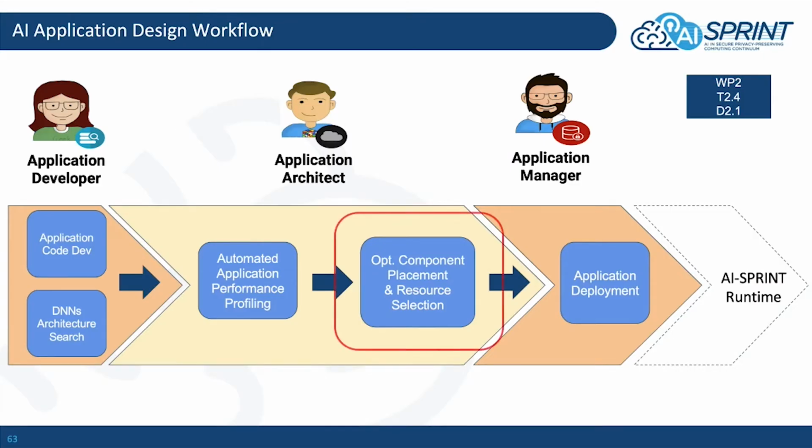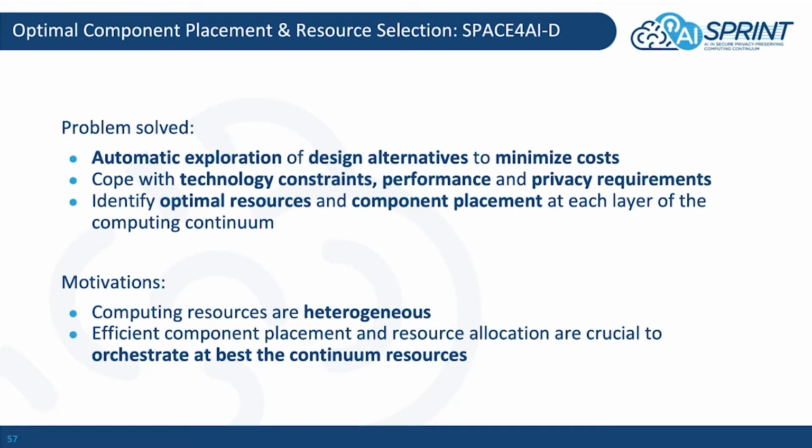At this stage, we assume that we did some profiling activity of the AI application in a way that some performance models are available. Now I present the SPACE4AI-D design time tool, whose general goal is the design space exploration of the design alternatives. So the goal is, given the set of candidate resources, identify the resources with minimum cost to be deployed in the computing continuum in a way that costs are minimized, taking into account some technology and performance constraints that are set by the designer.